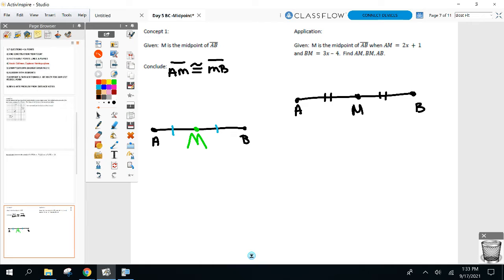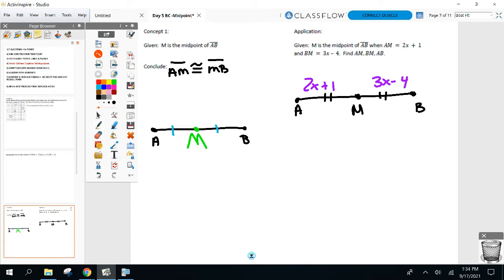I'm doing it with 2. That's how I roll. All right, anybody got an issue with it? Talk to me later. All right, that's how I roll with this one. I'm going to put 2. All right, now we got some labels. AM, 2x plus 1, and BM, 3x minus 4. 3-part question. Can you find AM, BM, and AB for me?